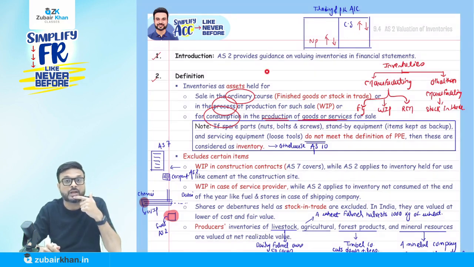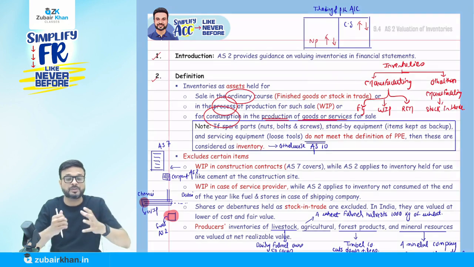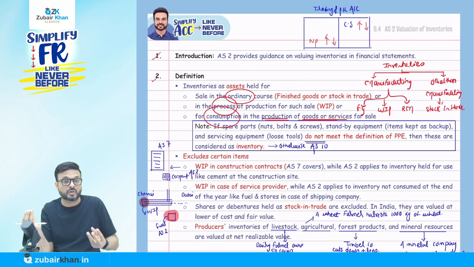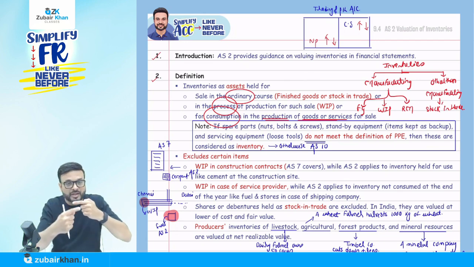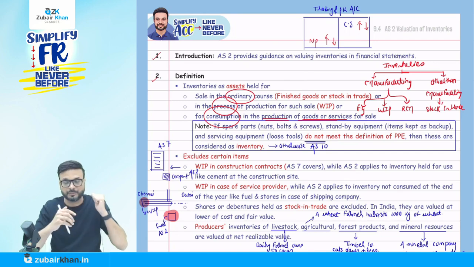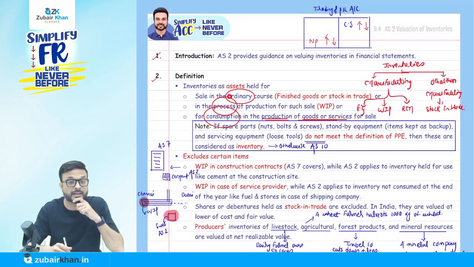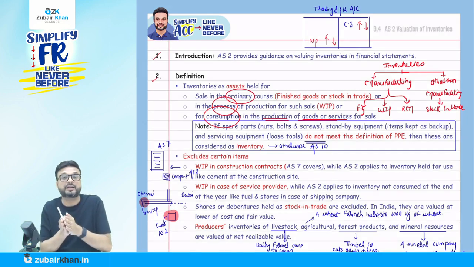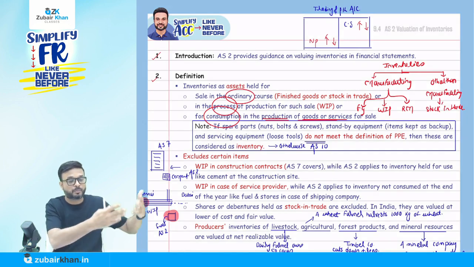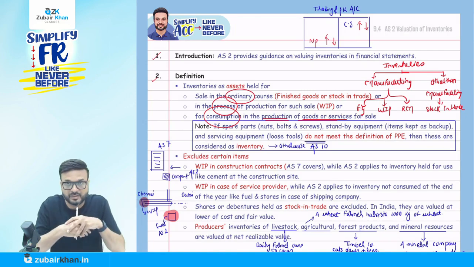Inventory is an asset held for sale in the ordinary course of business. We call them finished goods, or in the process of production for sale, WIP. It means work in progress, which is not in the form of raw material and not in the form of finished goods, but in between. We are manufacturing the finished goods that year. So in the process we call them WIP, and for consumption, it means that we are to use it in the production of goods or services that year.